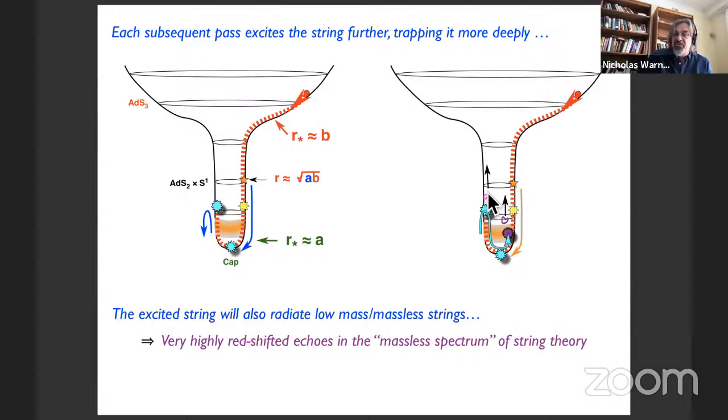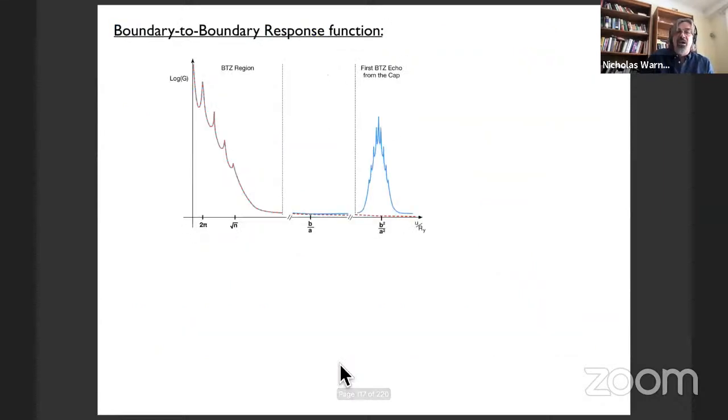I'll say more about this perhaps on Friday, because this highly excited string could emit massless or low mass string quanta, which might eventually emerge back out. So there could be a tiny, tiny echo, but basically you get very highly redshifted echoes. So this has really important consequences, I think, for trying to probe these geometries.